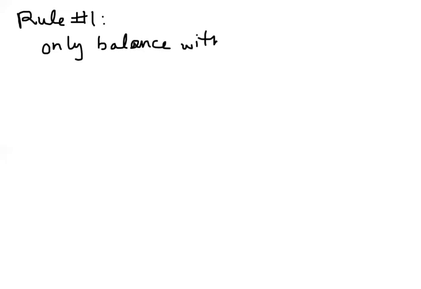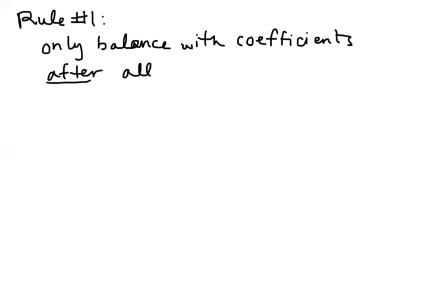So we have a number of rules for balancing these equations. Rule number 1 is only balance with coefficients after all compound subscripts are correct. And I will talk about what I mean by that.